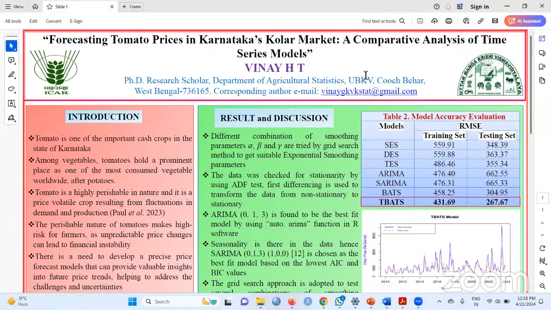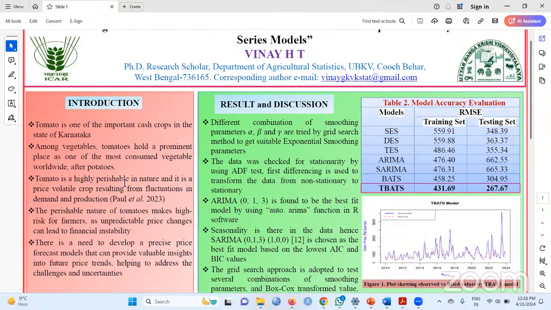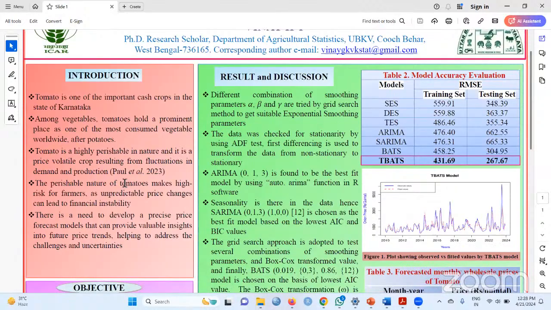Good afternoon, organizers and my dear friends. Myself, Vinay. My topic was forecasting tomato price in Karnataka Kolar market, a comparative analysis of time series models. Introduction. Tomato is one of the most important cash crops in the state of Karnataka. Please don't focus much on the introduction. You can just go ahead directly so that you will have more time.